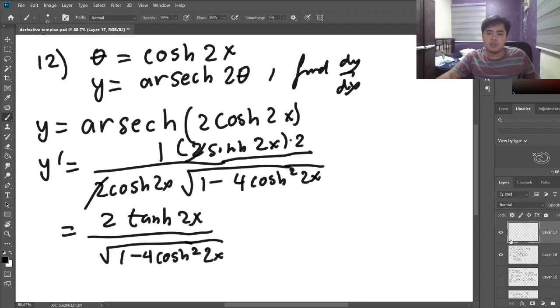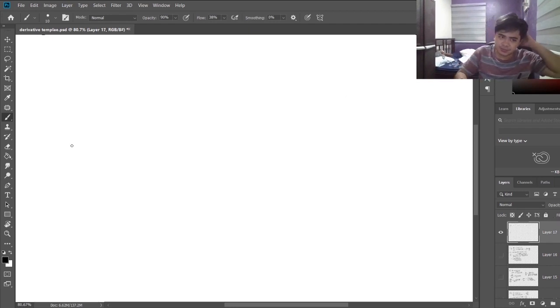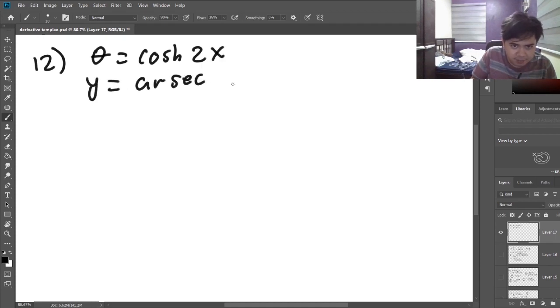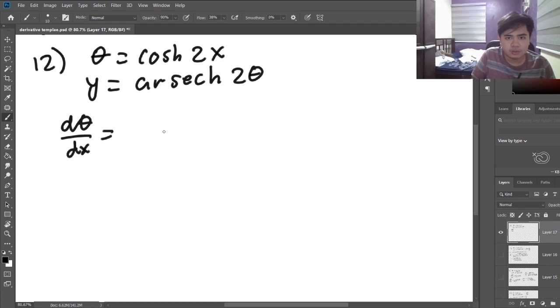So how about the differentials way? This is more fun. Again, theta equals cosh of 2x, and y equals inverse hyperbolic sech of 2 theta. So what are we going to do? We're going to find everything with respect to x. So the derivative of theta with respect to x is d theta over dx. The derivative of cosh of 2x is going to be sinh 2x, and then we multiply by the derivative of 2x, which is 2.